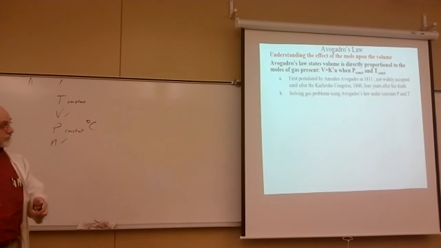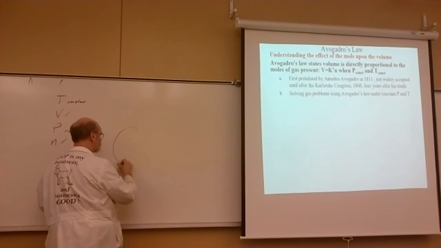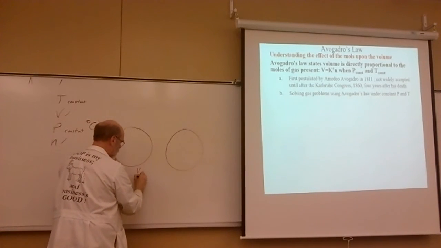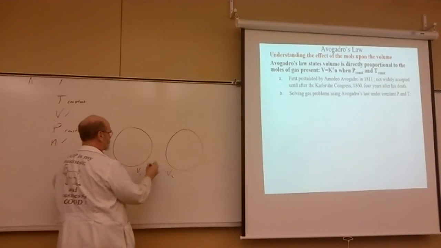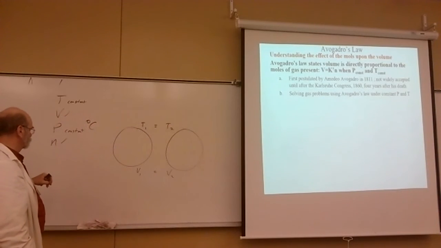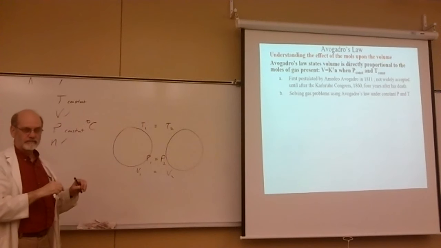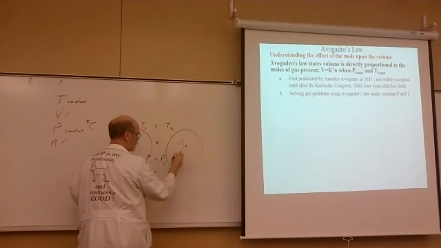So Avogadro did that. And actually, Avogadro's postulate preceded his law. What he said was, if you have two gases, and the volume of this one is equal to the volume of that one, okay, and the temperature of that gas is equal to the temperature of that gas, and the pressure of that one is equal to that one, then we can say that the number of moles in this one is equal to the number of moles in that.